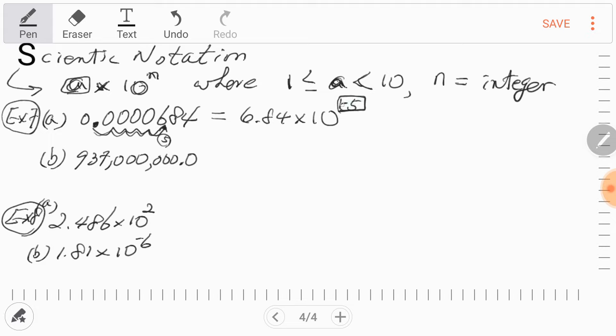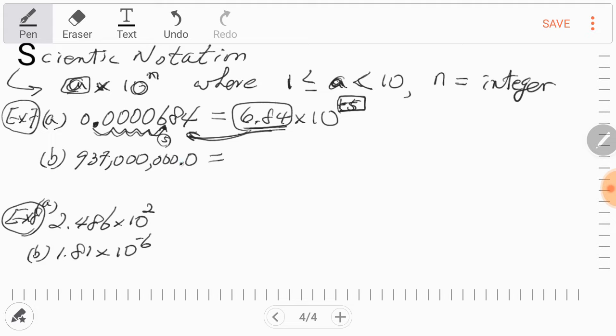Because we have a number 6.84, which will be very small, like this. So if we want to make this number very small, then the power has to be negative. Okay, the power has to be negative. Okay, let's try the next one.